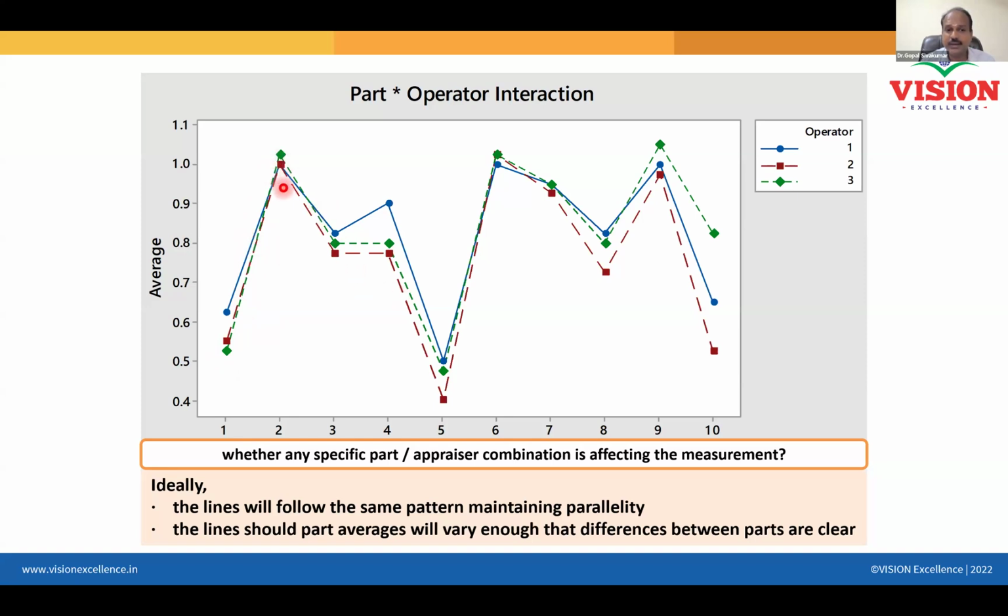But similarly here, from 2 to 3, the blue line is crossing. Again, where is the interaction? Here, from 6 to 7, do you see interaction here? Who is actually behaving dynamically? Operator 1. So we don't want anybody to behave dynamically.